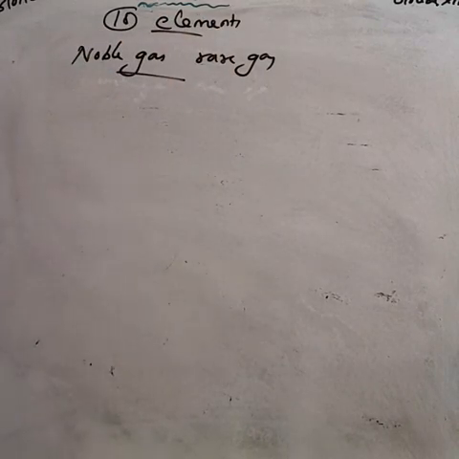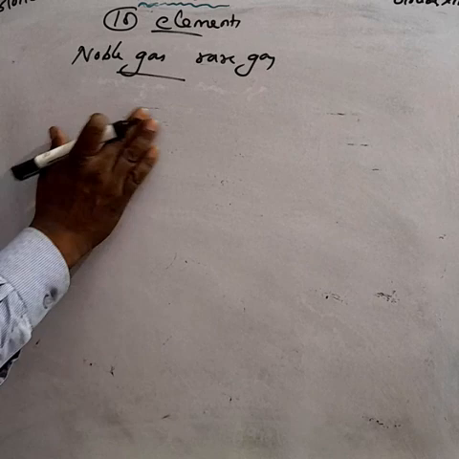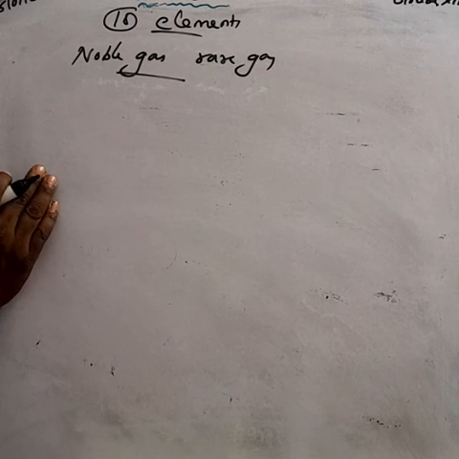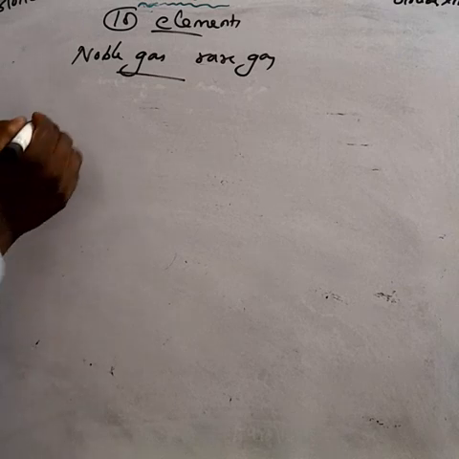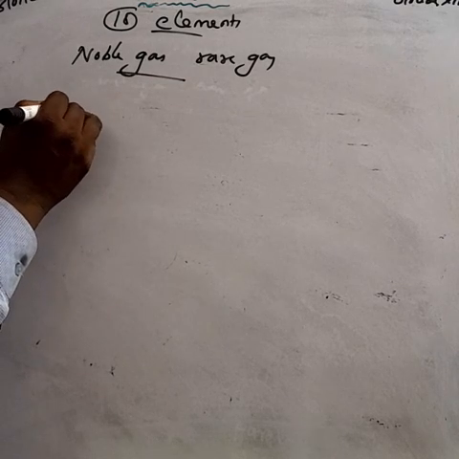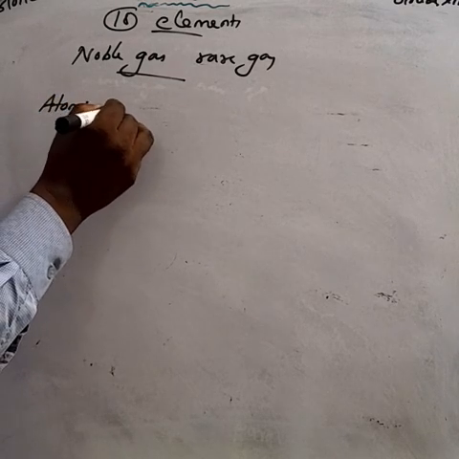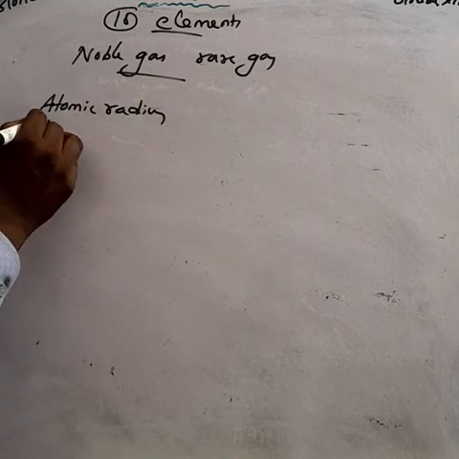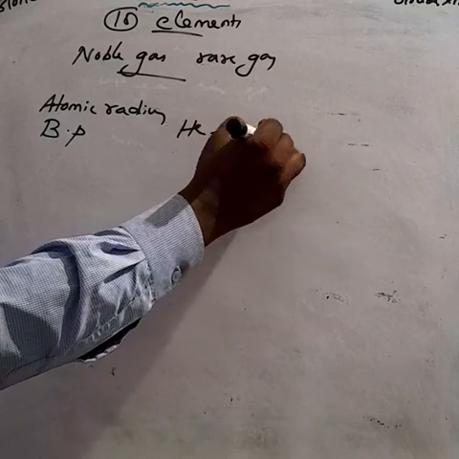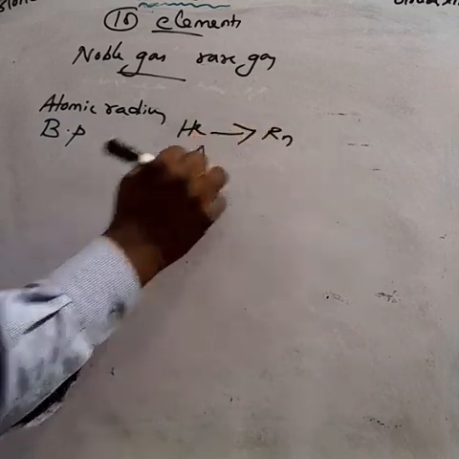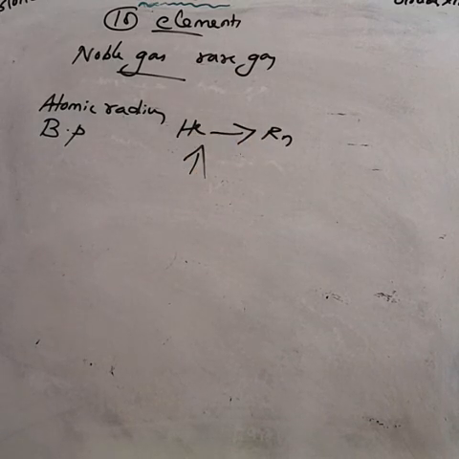Am I right? Here, about the physical properties of the noble gas elements, their atomic radius and boiling point increase from helium to radon. We will discuss this in the tabular column, after that we can find it. Next, about the ionization energy.